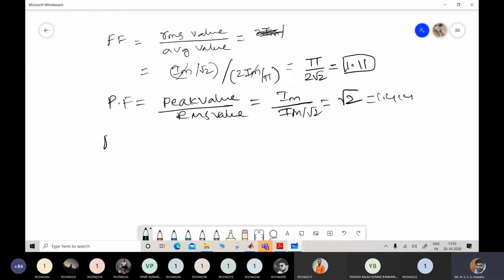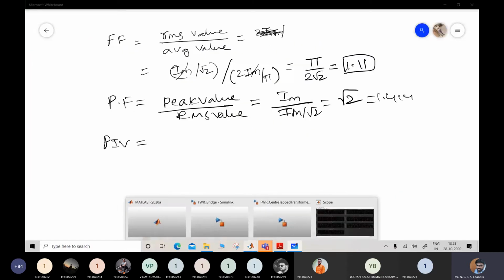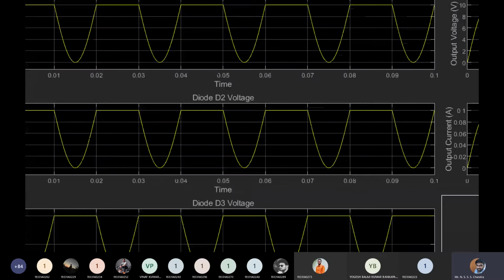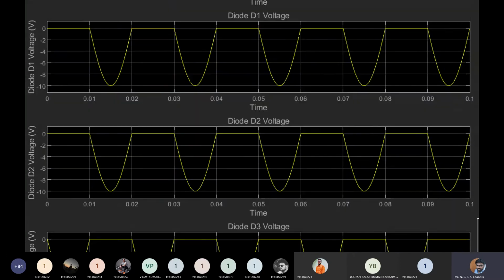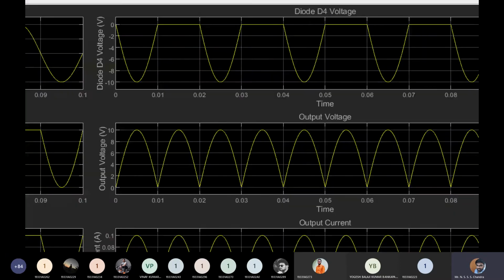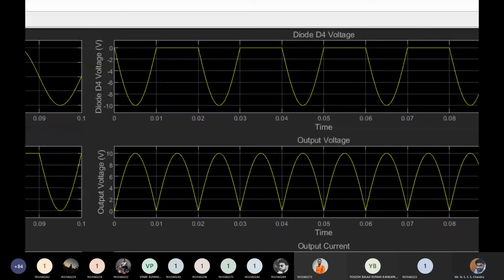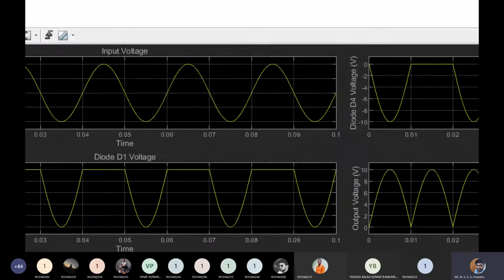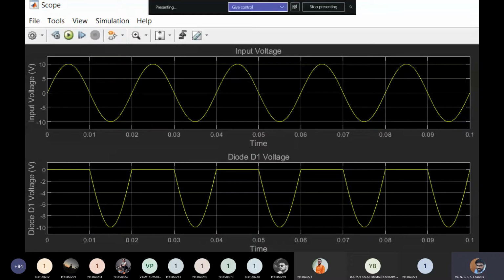Next you have peak inverse voltage. Peak inverse voltage is nothing but the maximum voltage appearing across the diode in the reverse bias. So let us check back this diagram. Here the maximum voltage is minus 10 volts. Can you see this? Maximum voltage across any diode, whether it's diode D1, D2, D3 or D4, the maximum voltage in the reverse bias has a magnitude of 10 volts. That is the same as the maximum voltage of the input wave.